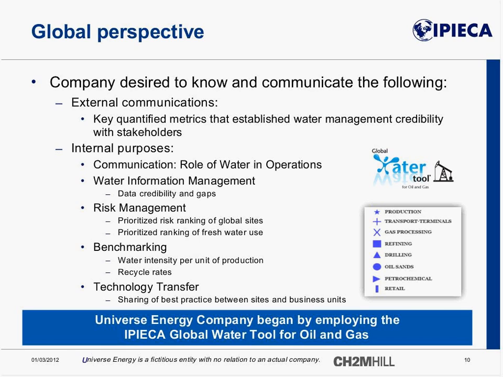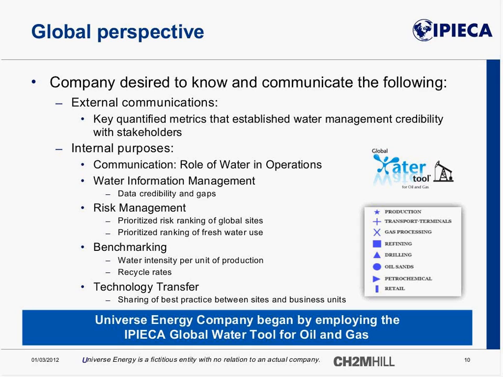And then there were a lot of internal purposes for doing this global perspective and looking at quantified metrics across our operations. First and foremost was communication. We needed to be able to communicate real numbers about the role of water in our operations to upper management and across the different business units. We knew we needed better water information management. We had a credibility issue and gaps in our environmental management information system, and we needed a better approach to take care of that. We wanted to manage risks.